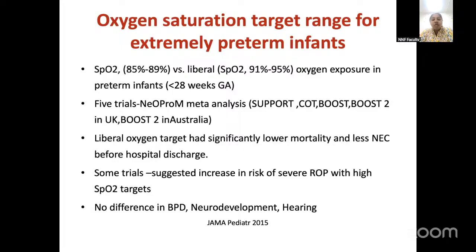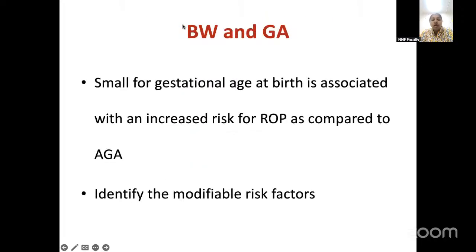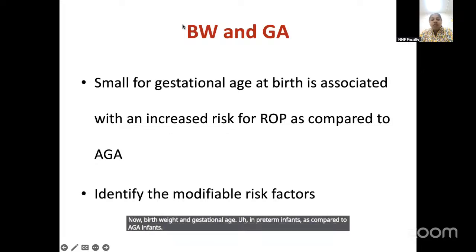There were 5 trials on this, which formed the NeOProM meta-analysis. The comparison was between low SpO2 targets, 85 to 89%, versus liberal targets, 91 to 95%. The liberal oxygen target had significantly lower mortality and less NEC before hospital discharge. In some trials, there was an increased risk of severe ROP with high saturation targets. There was no difference in BPD, neurodevelopmental, and hearing outcomes. Now, birth weight and gestational age. In preterm infants, as compared to AGA infants, small for gestational age infants are more prone to ROP. Next slide, please.